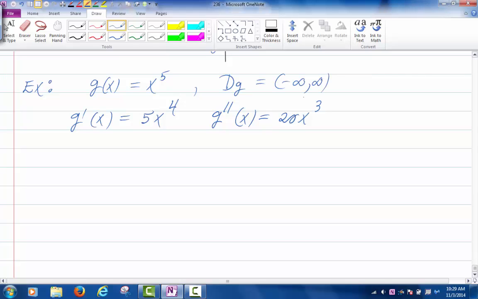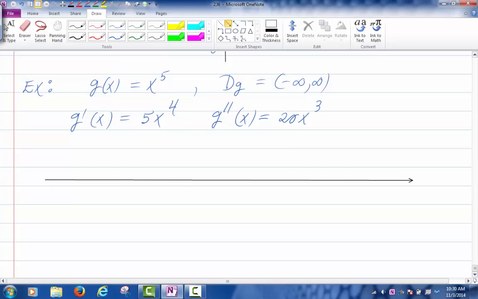So now I'm going to plot the points where the first derivative is 0 or does not exist. Can someone tell me where this first derivative is 0 or doesn't exist?